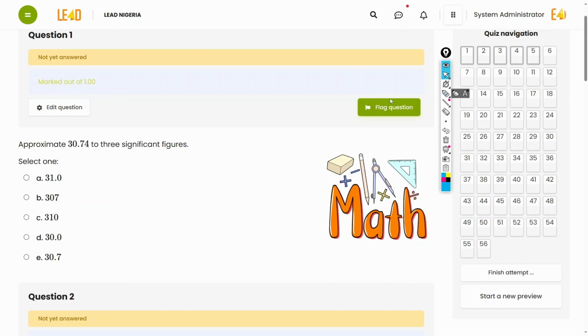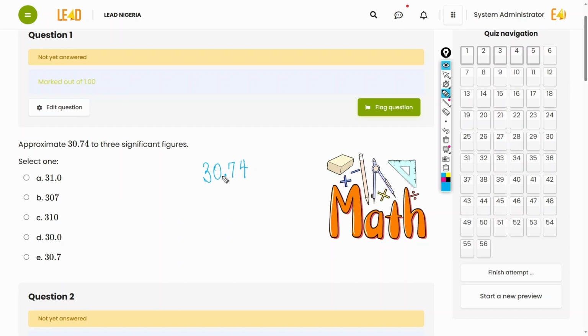Okay, so let's begin. Number one says approximate 30.74 to three significant figures. So we have 30.74 to three significant figures. This is the first significant figure, second significant figure, third significant figure. And why is 0 a significant figure?